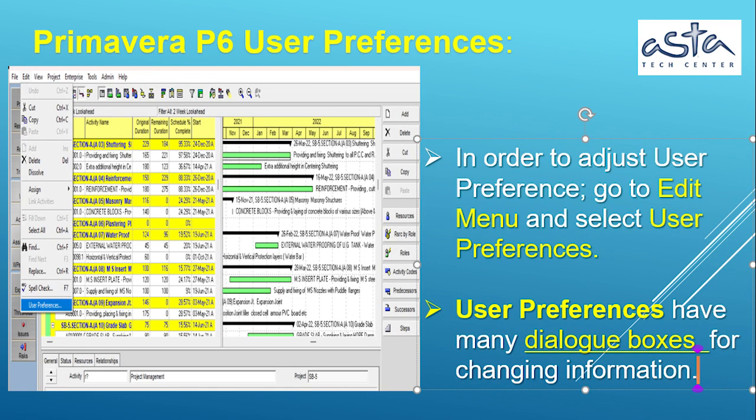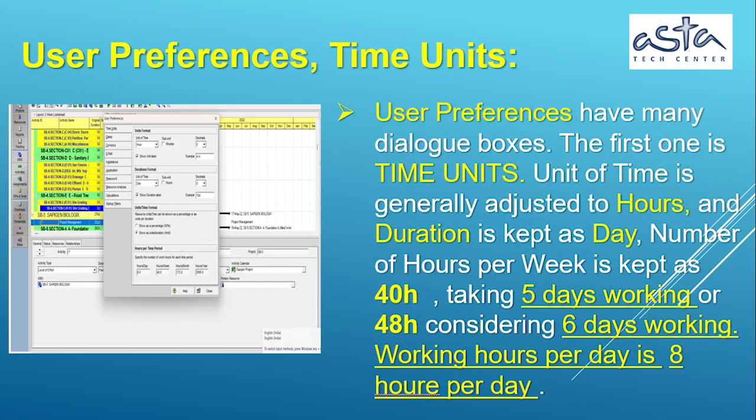User preferences. In order to adjust user preferences, go to the Edit menu and select User Preferences from the drop-down list. User preferences have many dialog boxes for changing information. User preferences, time units. The first one is time units. Unit of time is generally adjusted to hours, and duration is kept as day.